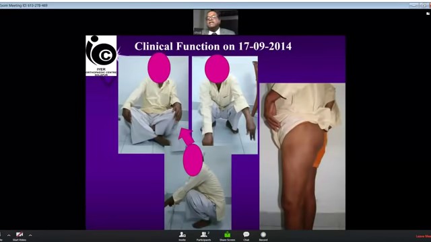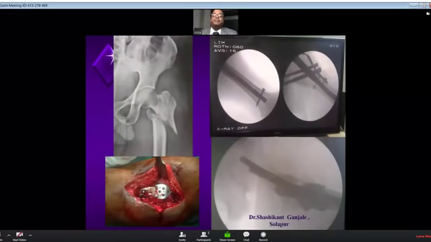And these are the wounds in the same patient. Finally, you can see two incisions of the entry side and the neck screw insertion. I have not opened this fracture.